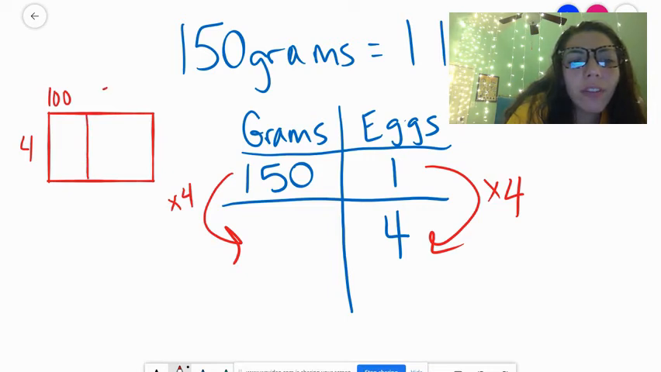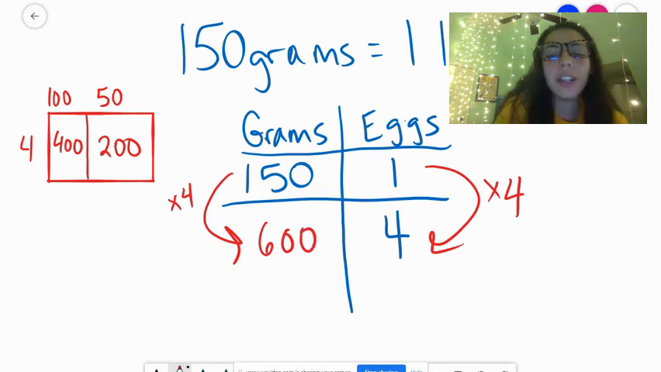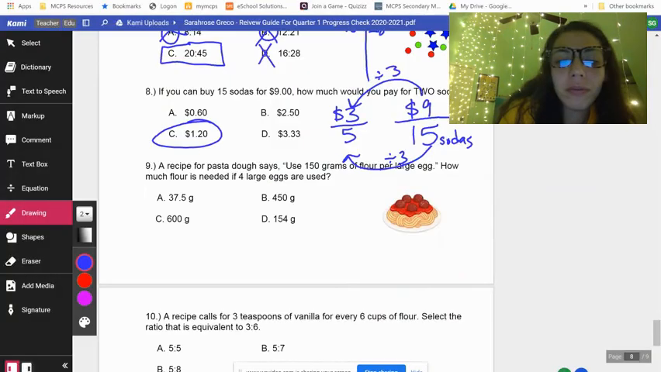And then we're going to put 50 right there. 4 times 50 is 200. And 4 times 100 is 400. 400 plus 200 is 600. So we're going to use 600 grams if we use 4 eggs. Excellent.